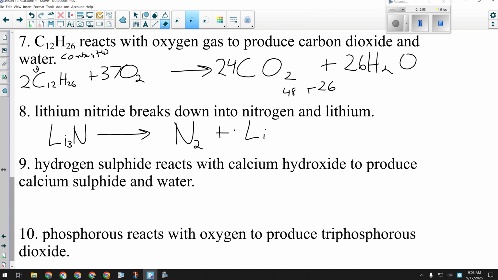nitrogen. There's 2 on the products, so I need to put a 2 here. And when I do that, it gives me 6 lithiums. So I would have that instead.